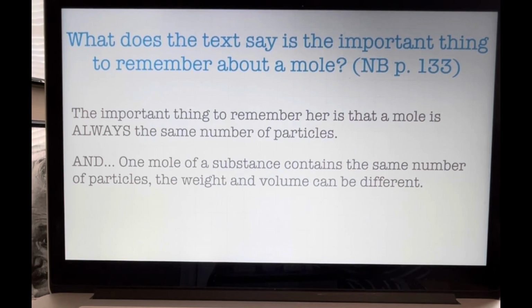What does the text say is the important thing to remember about a mole? The important thing to remember here is that a mole is always the same number of particles. That should be here. And 1 mole of a substance contains the same number of particles. The weight and the volume can and really will be different.